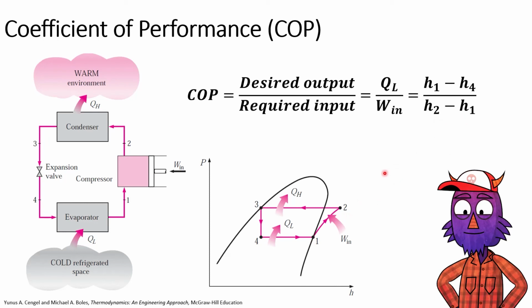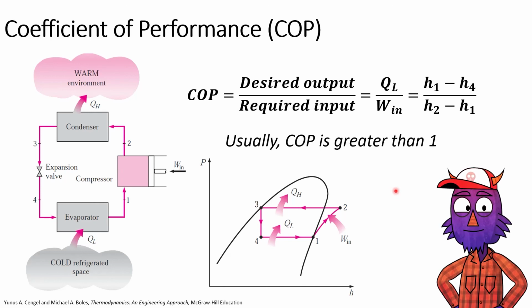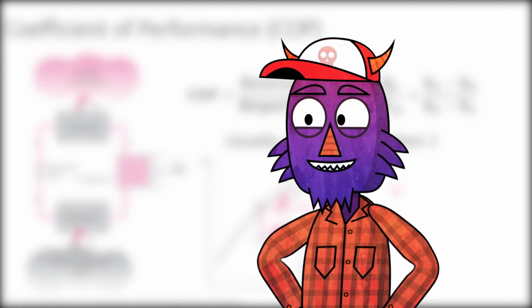H2 minus H1. With that, remember, in domestic refrigerators, or ideally any refrigerator, usually the COP, or coefficient of performance, is greater than 1. Higher is better. So that is the end of today's video.